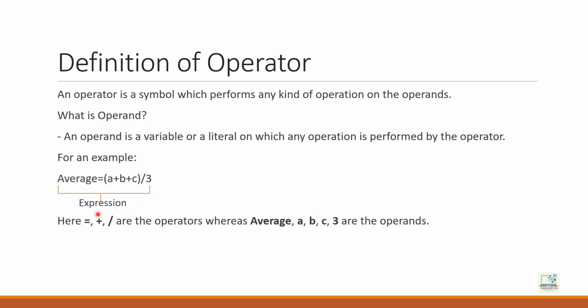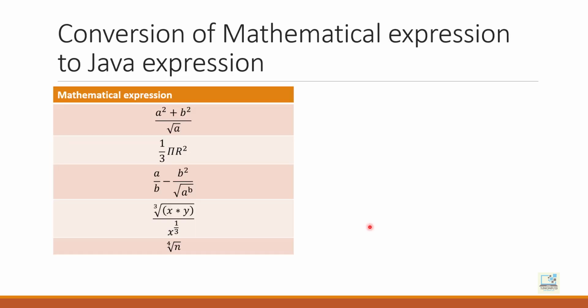This is an expression. If you see this expression carefully, you'll get that in this expression we have three operators. They are equal, plus and slash. Whereas average, a, b, c, 3, these are the operands. So equal to, plus and division are performing the operation on average, a, b, c and 3.